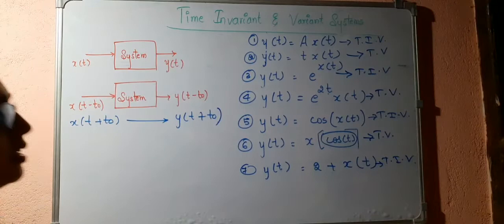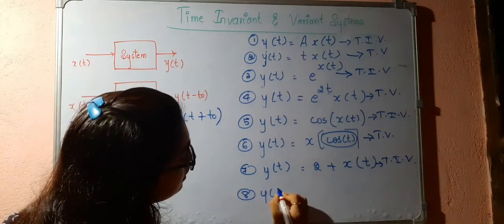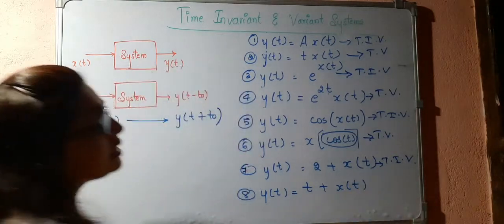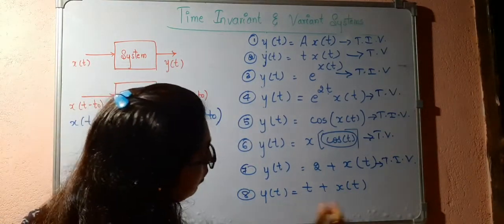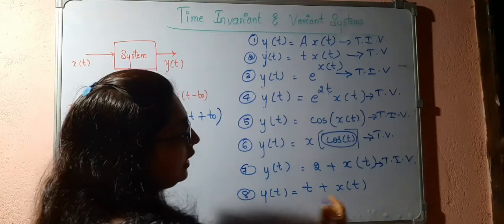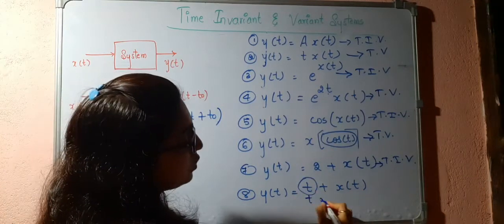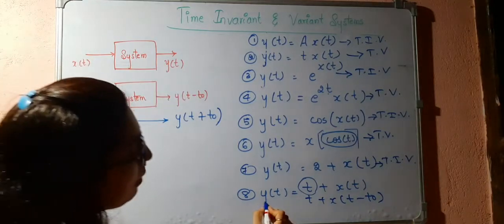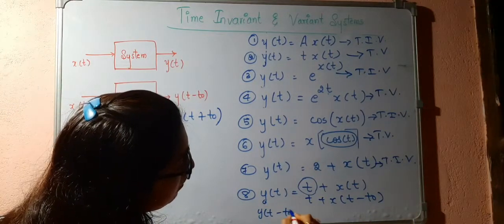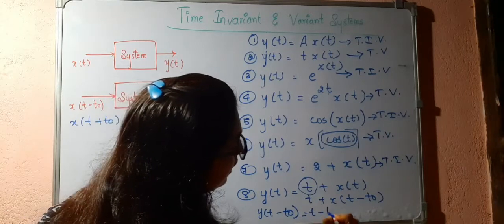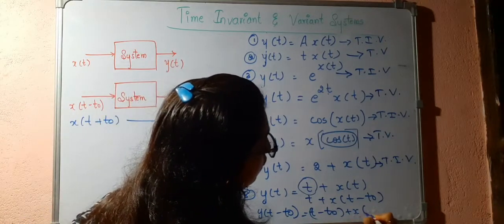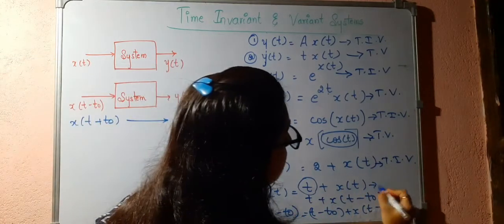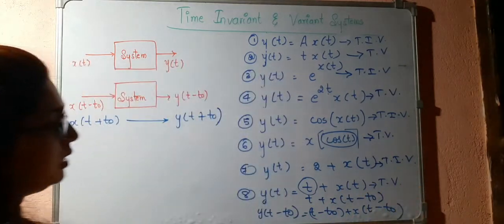Time invariant system. Next, let me consider y of t is equal to t plus x of t. Here, when I pass a signal through the delay, this won't be affected. So it is same. Here it is x of t minus t naught. But if I am passing the signal y of t through a delay, I will be getting t minus t naught plus x of t minus t naught. So these both are not equal. So this is the time variant system.